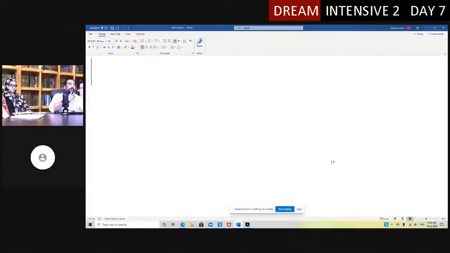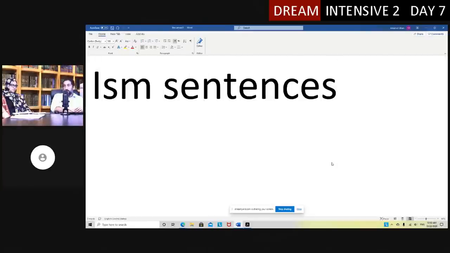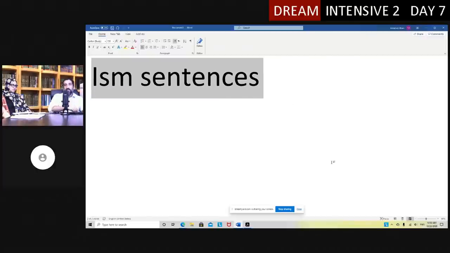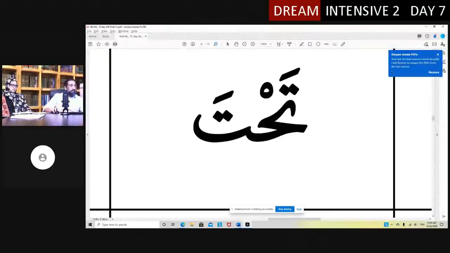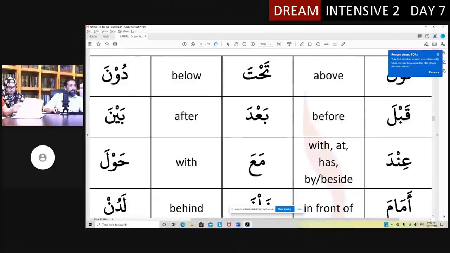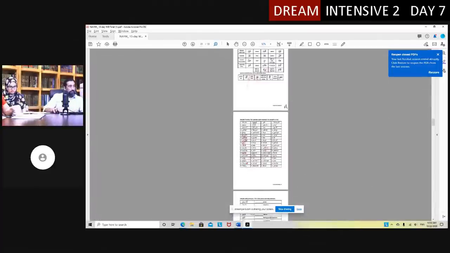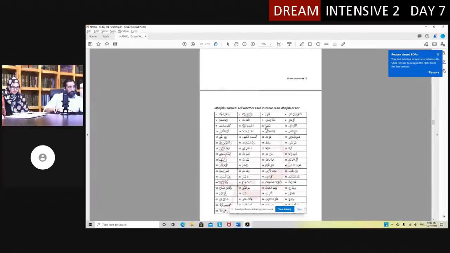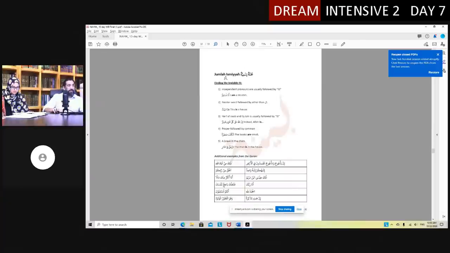But what I want you to know from now is something called ism sentences. There are two kinds of sentences in Arabic: ism sentences and fi'l sentences. But today I just want to talk to you about ism sentences just a little bit. On page 32 in your notes. Go ahead. Page 32. Jumla ismiya. That's the Arabic word for ism sentences.